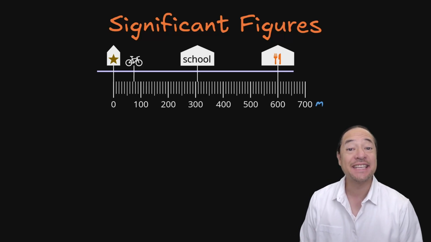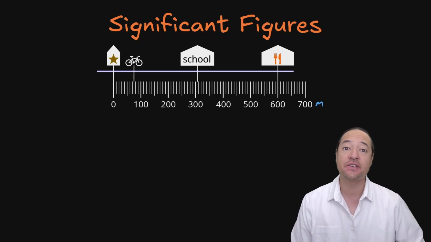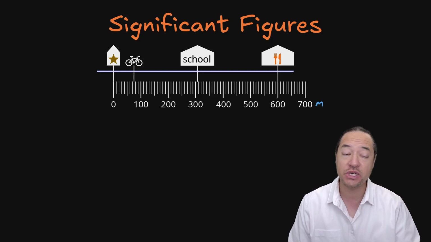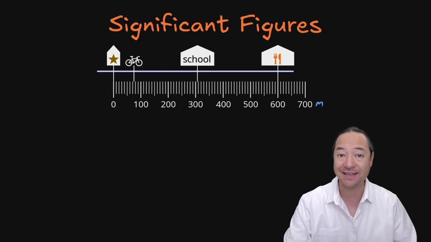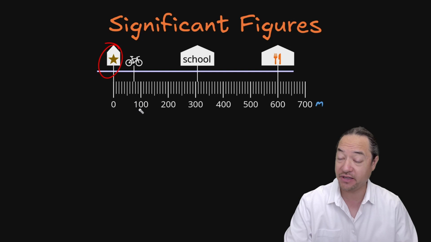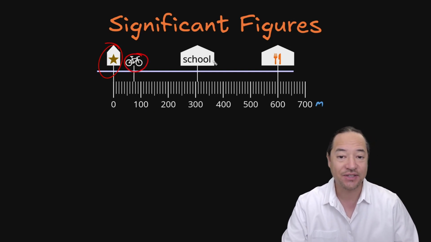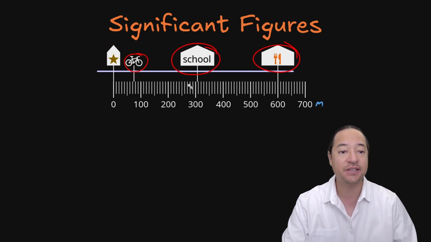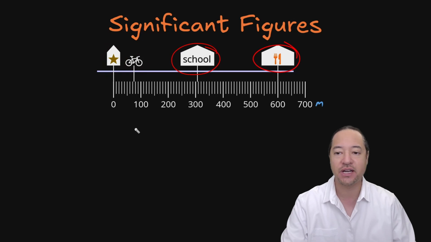Hi, we're looking at significant figures today. This is a very important method in dealing with approximate data, which is really all real-world measurements are going to be approximate. So in this example here, we have your home. Okay, so this is where you live. This is your bicycle. Here's a school, and here's a little restaurant over there.